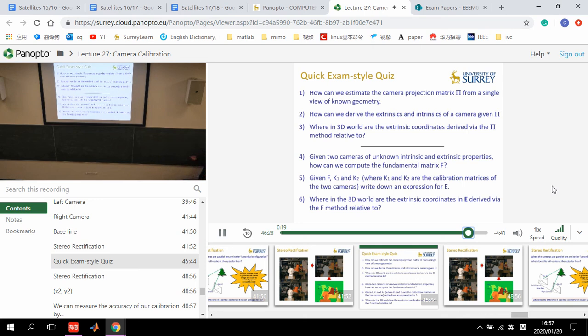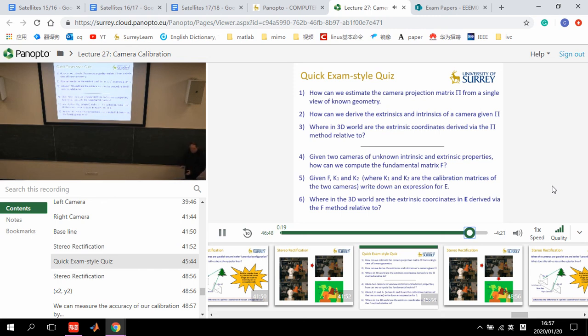How do we derive the extrinsics and intrinsics of a camera given our pi? Well, we can decompose it directly from the pi matrix, as we saw today. Or we can decompose the intrinsics and use something external, like a weak calibration for f, in order to recover the extrinsics, as we've been discussing today.